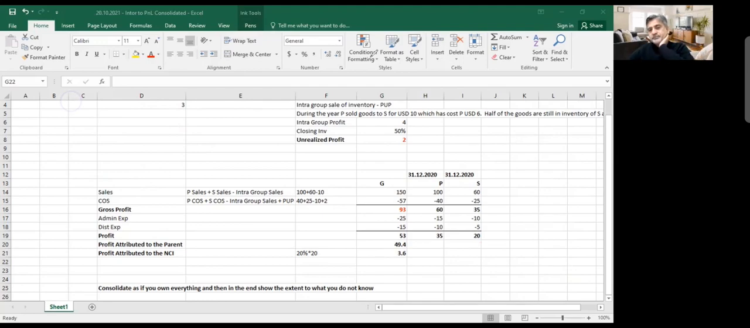Are we clear until here? Yes. Okay, so this was a very simple one. I just started from scratch. I assume that you people have absolutely no knowledge about consolidation, so I started from zero. Now let's do some questions together, some short questions, and then we move to a longer question.